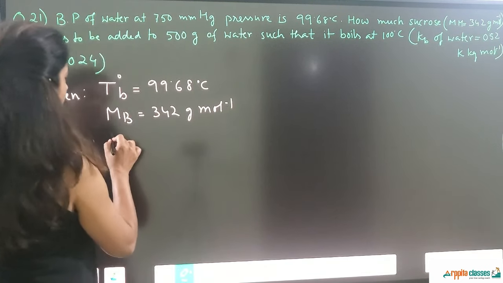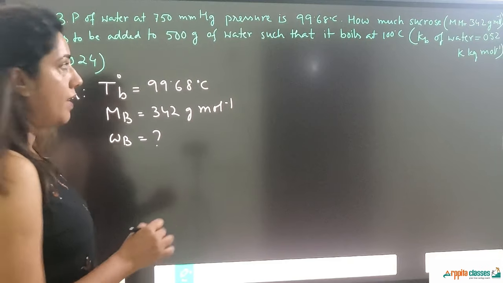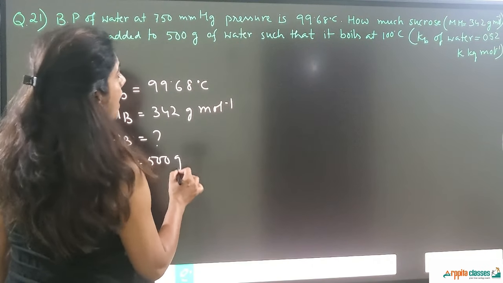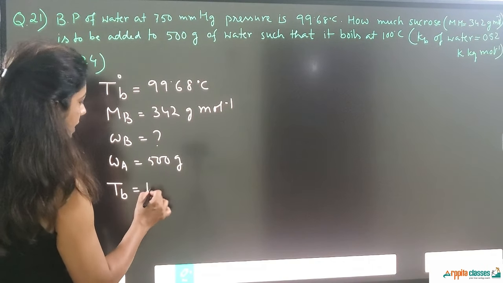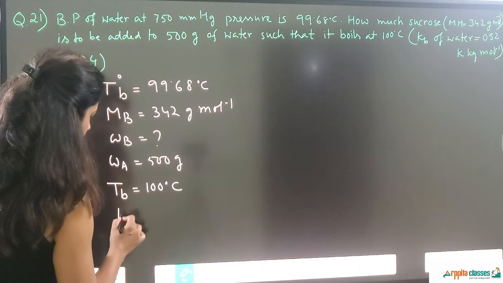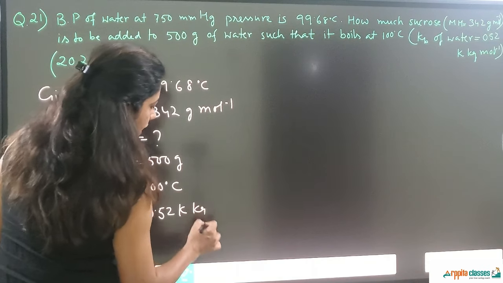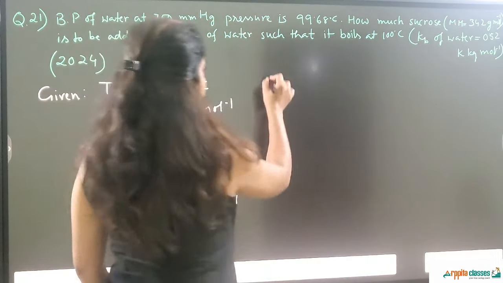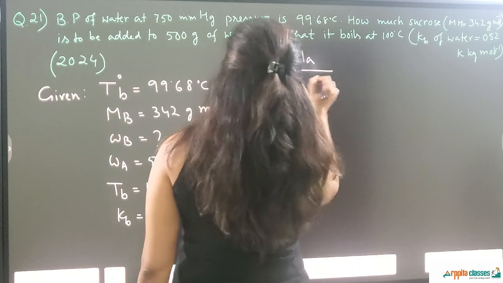How much sucrose, meaning they are asking for Wb, is to be added to 500 gram, which is my Wa, such that the solution boils at 100 degrees Celsius, and the Kb is given to us as 0.52 Kelvin kg per mole. So first of all, we are going to write down the formula. Sucrose is a non-electrolyte, we know.